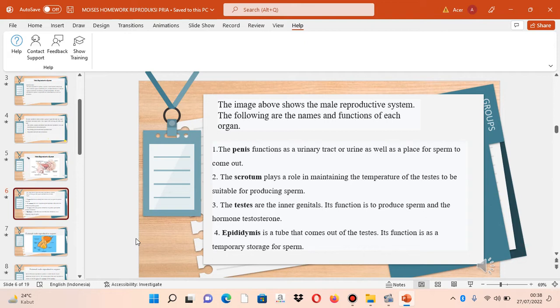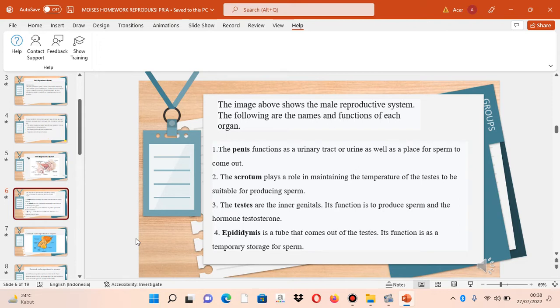The first is the penis. The penis functions as a urinary tract for urine as well as a place for sperm to come out. Second, the scrotum plays a role in maintaining the temperature of the testes to be suitable for producing sperm. Third is the testis. The testes are the inner genitals. Its function is to produce sperm and the hormone testosterone.